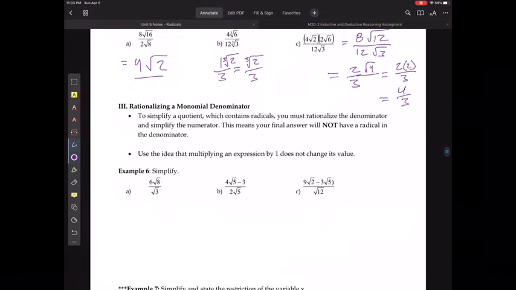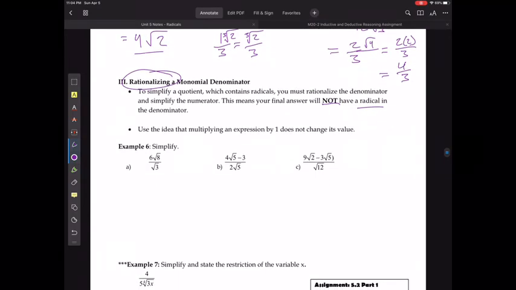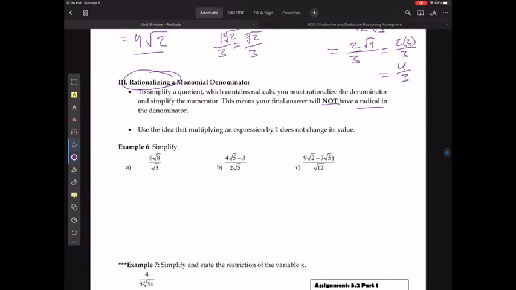I'm doing a process called rationalizing a denominator. In order to fully simplify a quotient which contains radicals, you have to rationalize the denominator, which means that you cannot have a radical in the denominator. Use the idea that multiplying an expression by 1 does not change its value. So, if I am trying to simplify this, I need to multiply the top and the bottom by something that will get rid of the radical in the denominator. So I'm going to multiply the top and the bottom by the square root of 3, because root 3 over root 3 would be the same as 1.